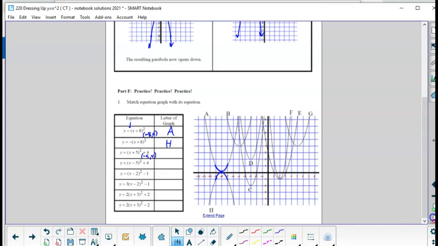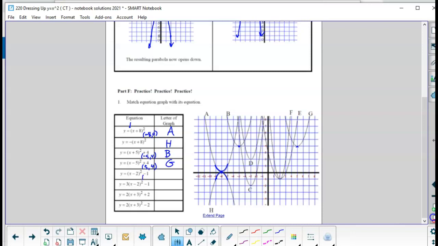Next one, the vertex is negative 5, 4. So look for negative 5, 1, 2, 3, 4. Well, there's only one choice. It's opening up. From there, so that's B. And notice you could look for the stretch factor, but we only have one choice there, so that kind of made it easier. This vertex is 5, 4. So you want to go to 5, 4. Again, only one choice. That's G.